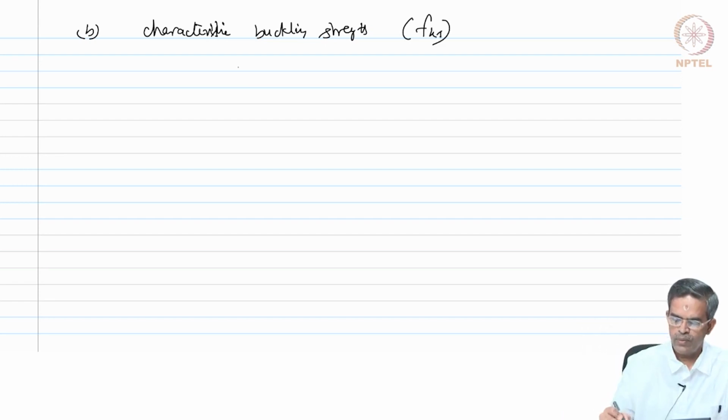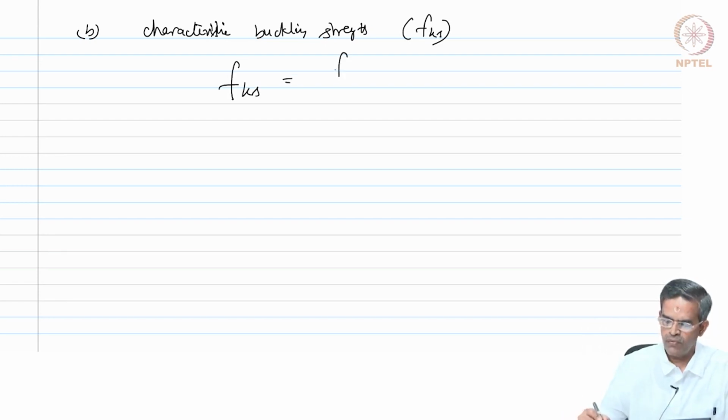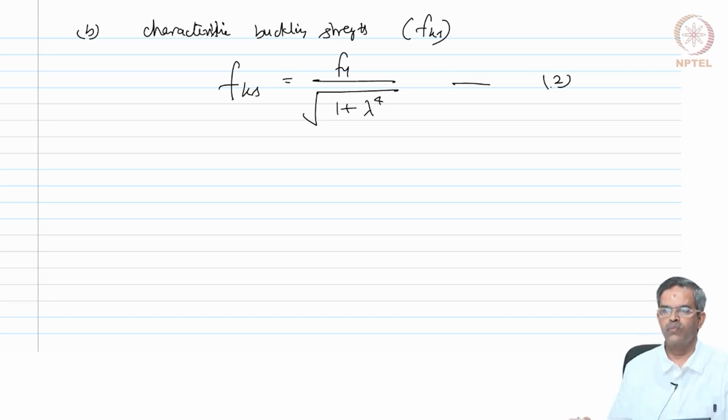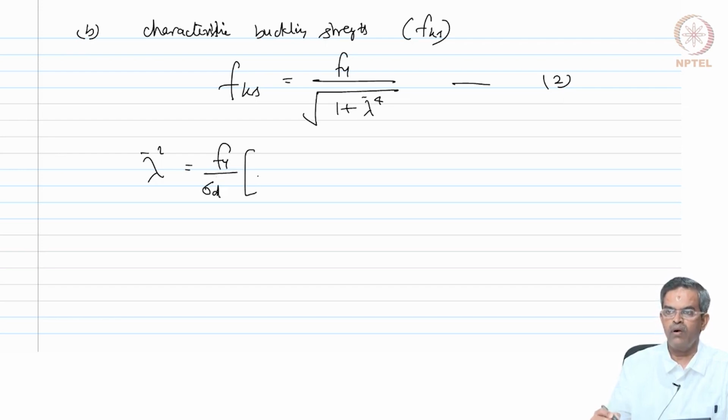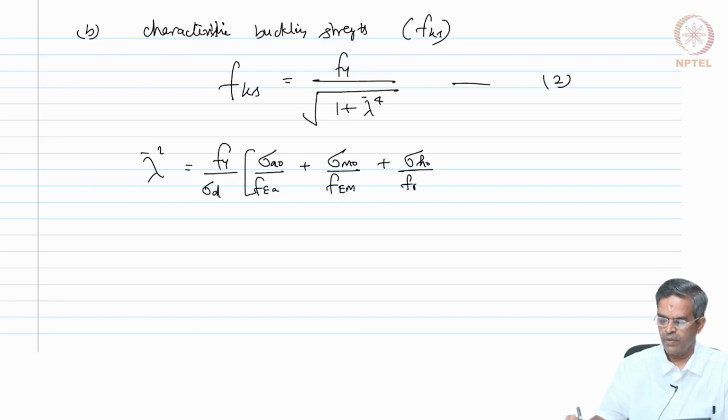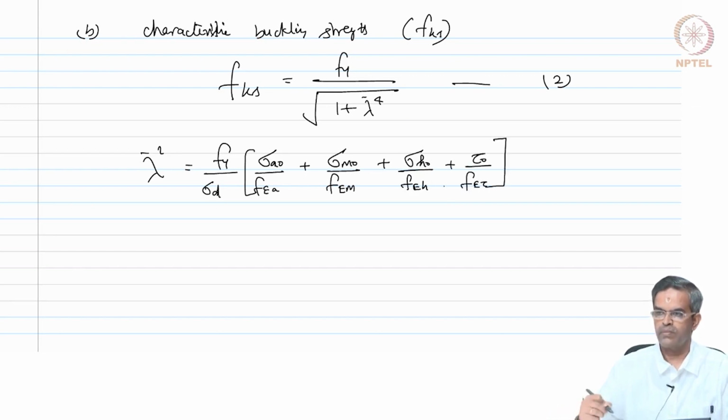We know Fks is given by Fy by root of 1 plus lambda to the power 4, we call this equation number 2, where lambda square is given by Fy by sigma d of sigma AO by F EA plus sigma MO by F EM plus sigma HO by F EH plus tau naught by F E tau. Equation number 3.